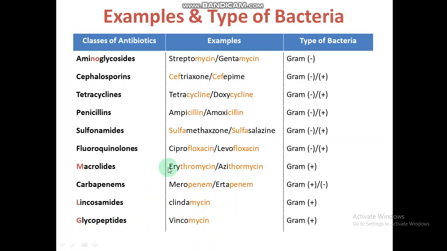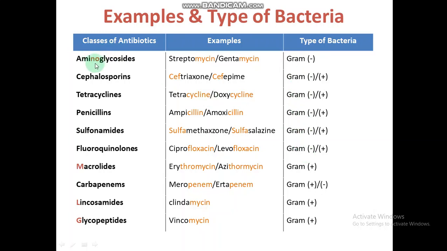And the classes which act on gram-positive bacteria are glycopeptides, lincosamides, and macrolides. So they start with the letters G, L, and M. So we can remember them, G, L, M. So these act on gram-positive, and all the others act on all types of bacteria. Only aminoglycosides act on gram-negative bacteria. Others act on both kinds of bacteria.